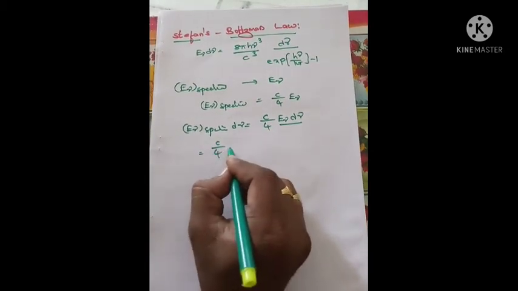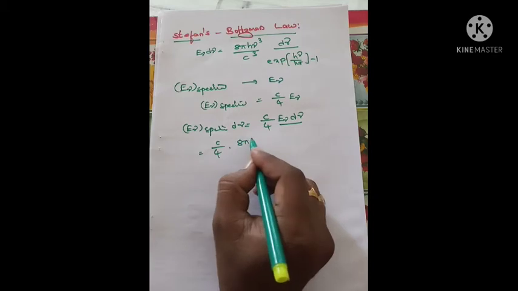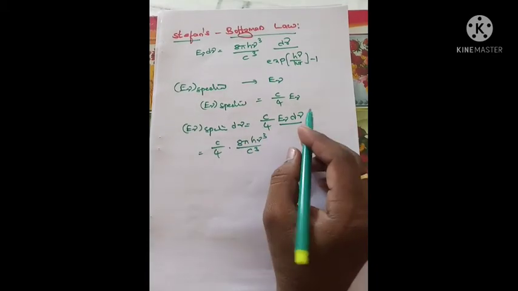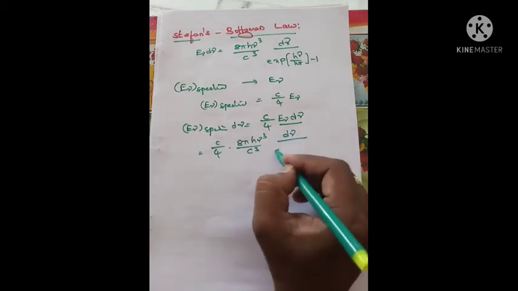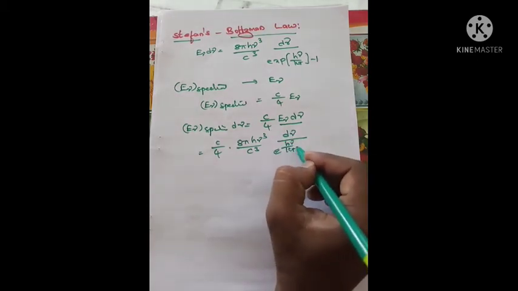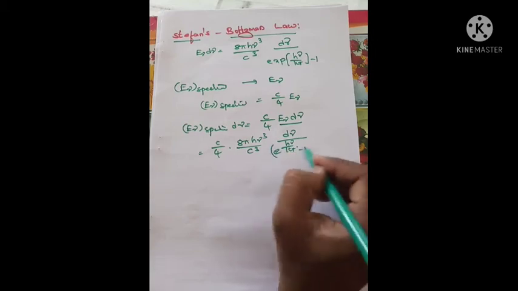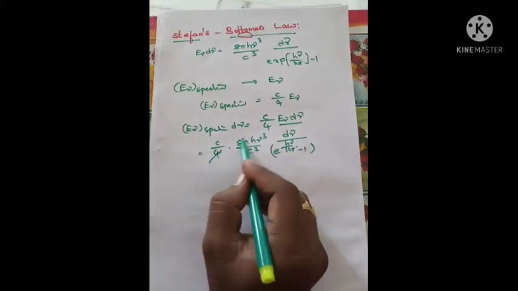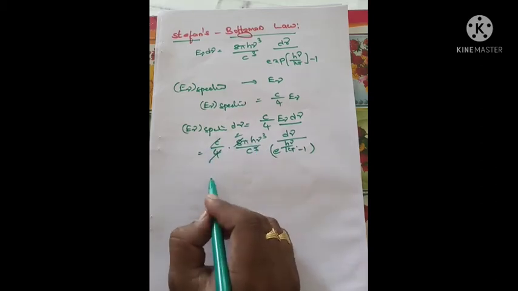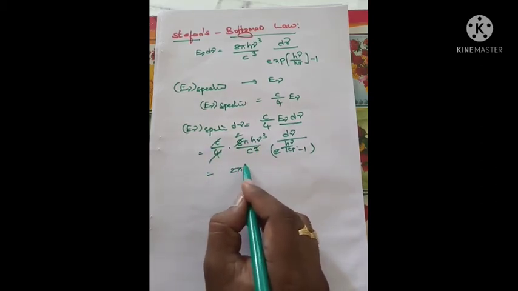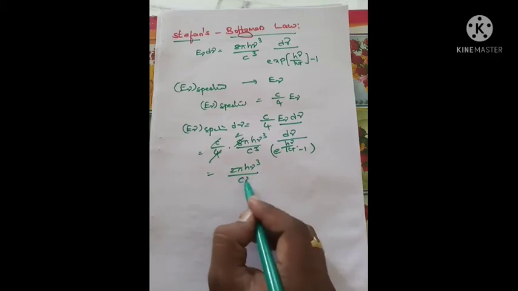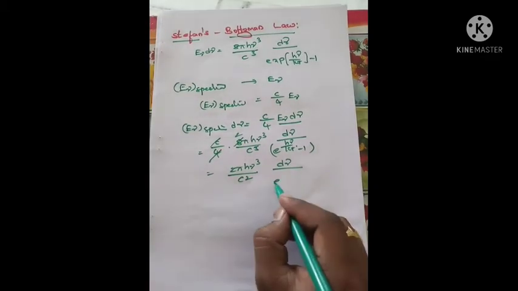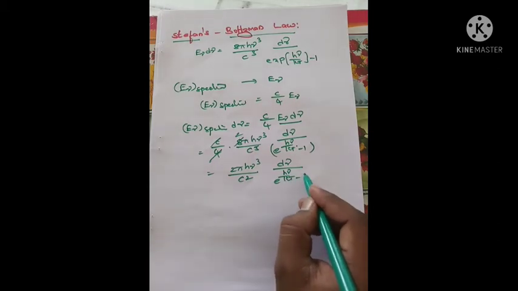So c by 4 into 8 pi h nu cube by c cube into d nu by exponential h nu by kT minus 1. Here 4 one four, 4 two, and c cut down, then we get 2 pi h nu cube by c square into d nu by e to the power of h nu by kT minus 1.